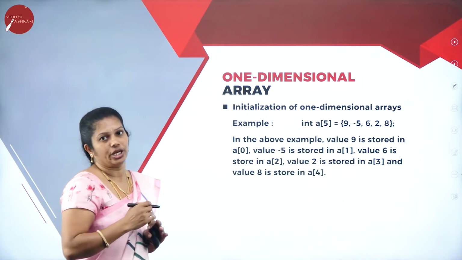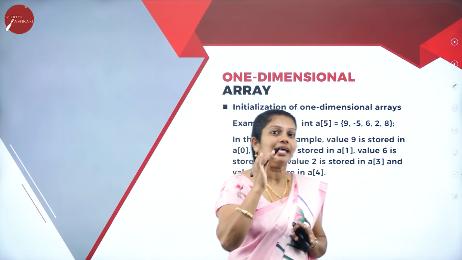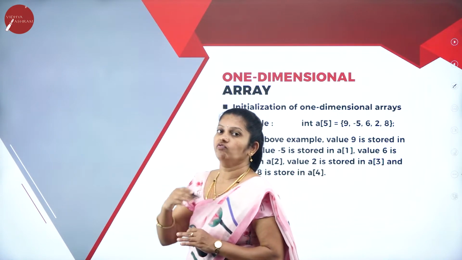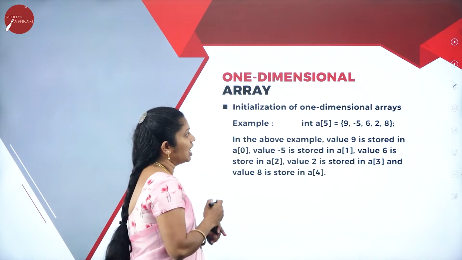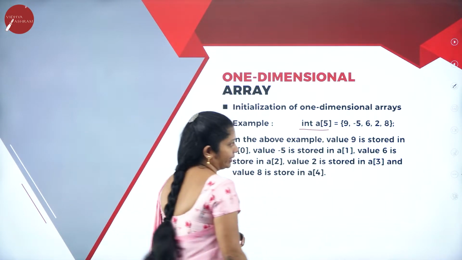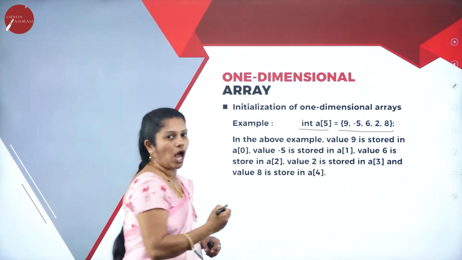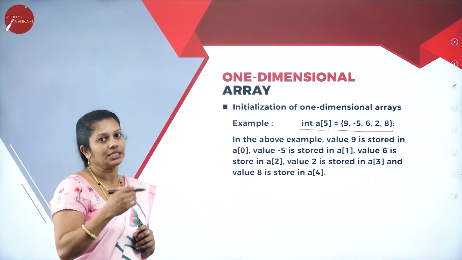Now, how to initialize a one-dimensional array? Initialization is nothing but assigning some values for each and every location. To initialize a one-dimensional array, first you have to write the data type, then the array name. Inside the square bracket, write the values by which you want to initialize, whichever values you want.